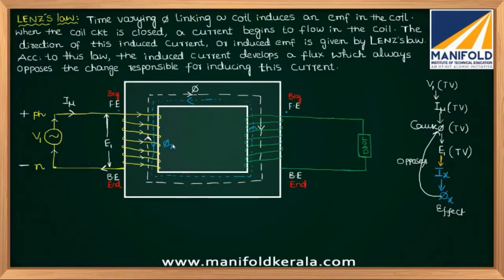Now tell me, is the current entering at the back end or the front end? By using image number 2, if I want the direction of flux downwards, where might the current have entered, back end or front end? Back end. Thank you. So I can say this is the back end. It is entering here.